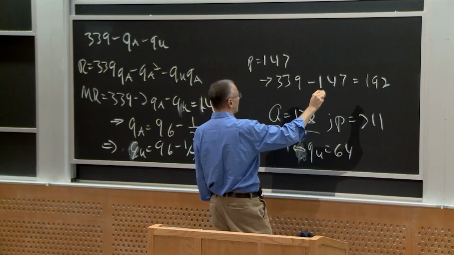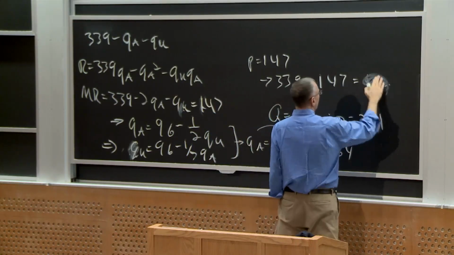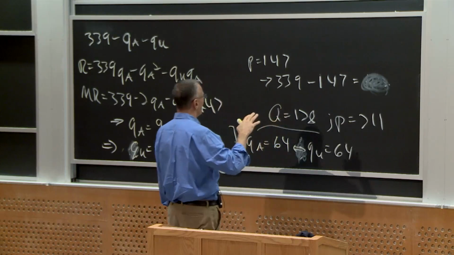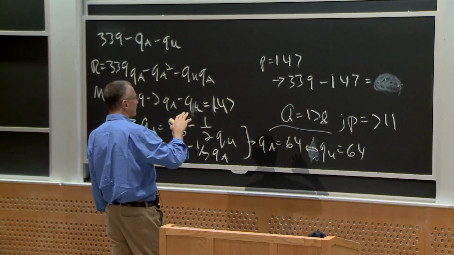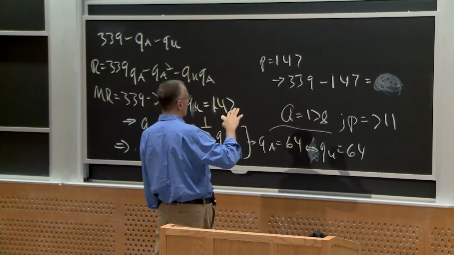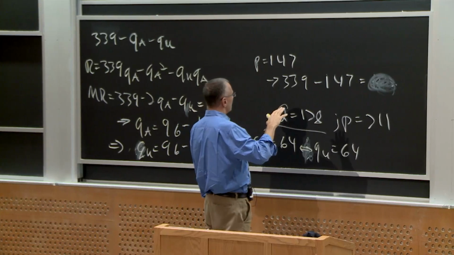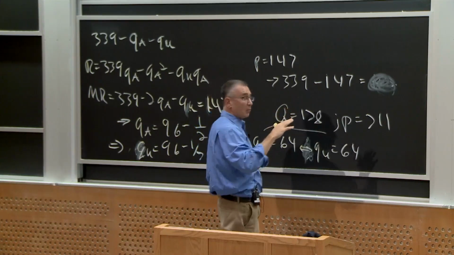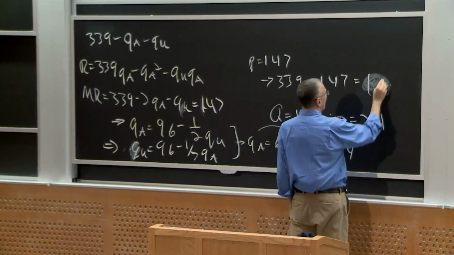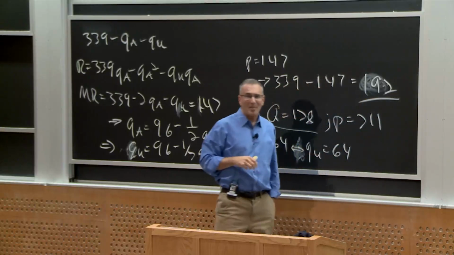No, I got this wrong. 339 minus 147, that's hard math. 340, so 200, yeah. 192, right? Yeah, 192. I'm really insecure about my math skills.